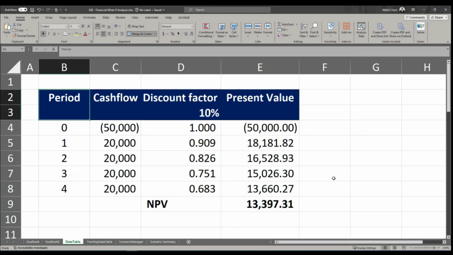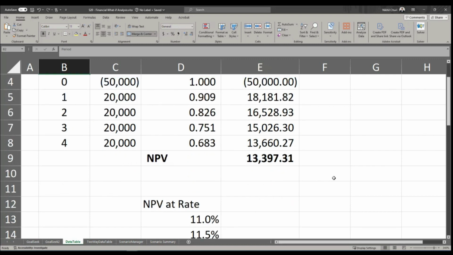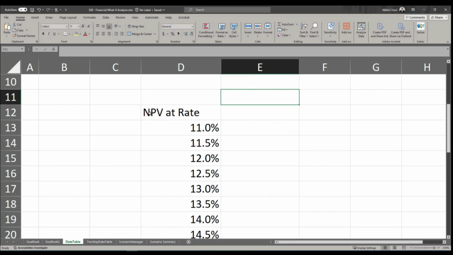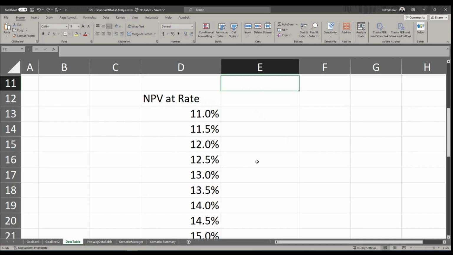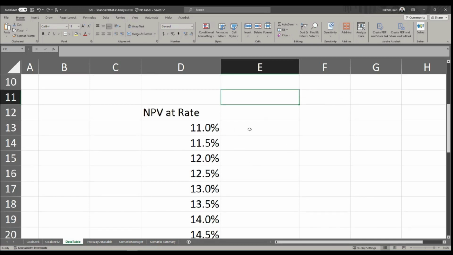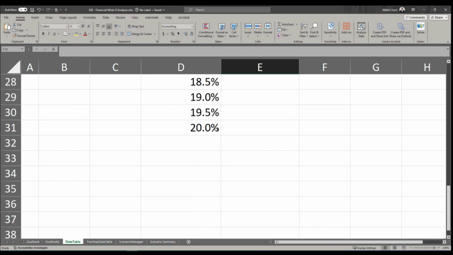So let's move forward and create another scenario here. I'm scrolling a bit down, and this time I'm using the third sheet in this file, the financial what-if analysis. I'm going to this third sheet, that is the data table, and scrolling down, and here I have created the net present value at rate. The initial one we used is 10%. Suppose I want to know if it changes to 11%, 11.5%, 12, 12.5, 13, 13.5, and so on. There could be hundreds of values over here.